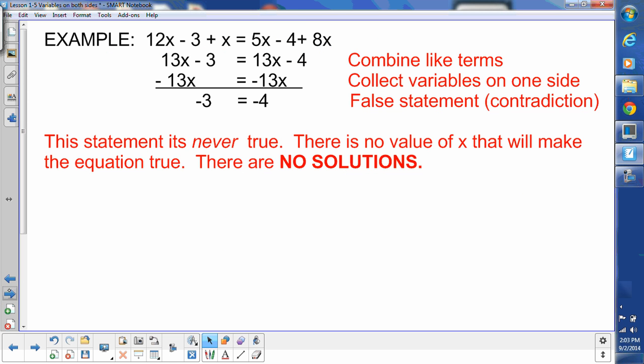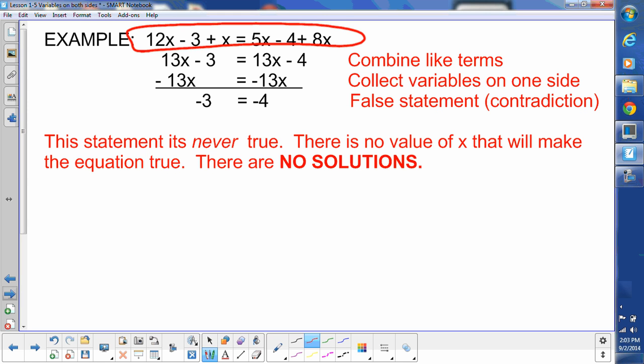Now let's look at a contradiction. In a contradiction, after solving your equation, you will find a false statement. So looking at this original equation, 12x minus 3 plus x equals 5x minus 4 plus 8x. There's no distributing to do, so we're going to combine like terms. 12x plus x, remember, if you don't see a number in front of your variable, put a 1. 12 plus 1 is 13, so 12x plus 1x is 13x.